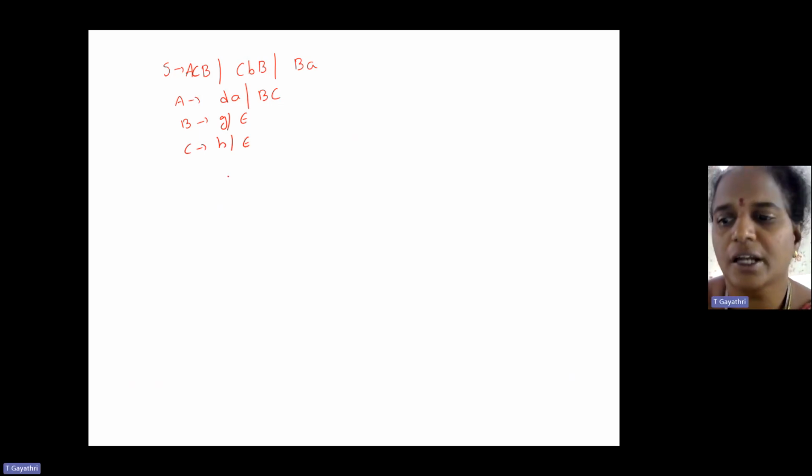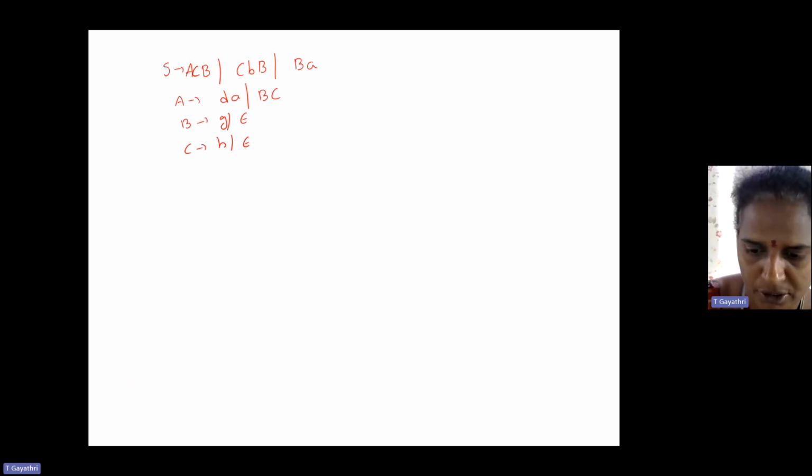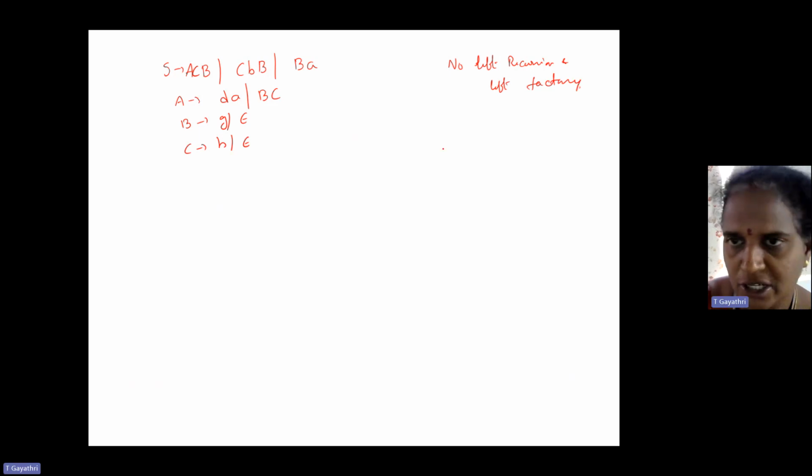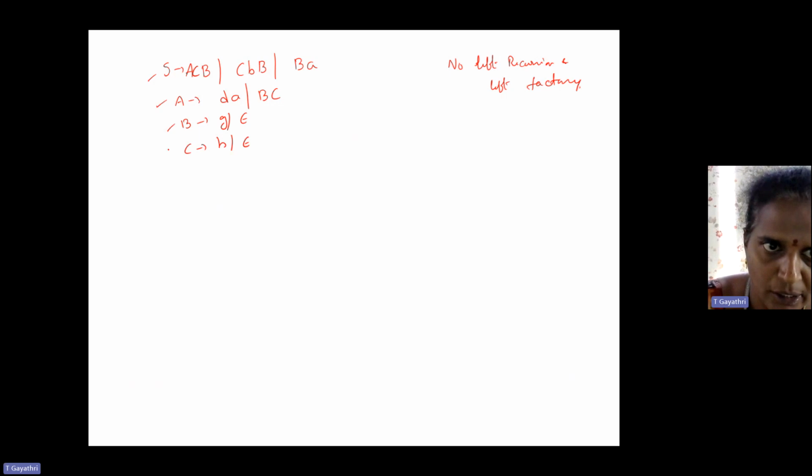Now check whether the grammars have left recursion or left factoring. There is no left recursion, and no left factoring also. So directly we can start the first values. Okay, for all these non-terminals, we have to find out the first values. So first I can start with the first of S. So what are the first of S values?